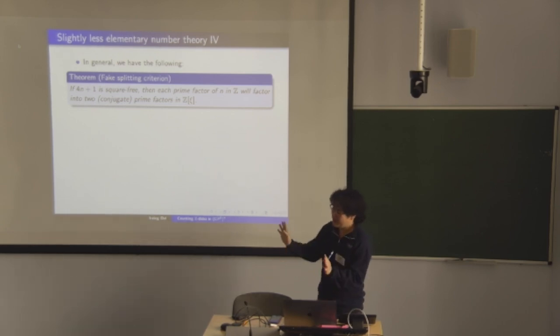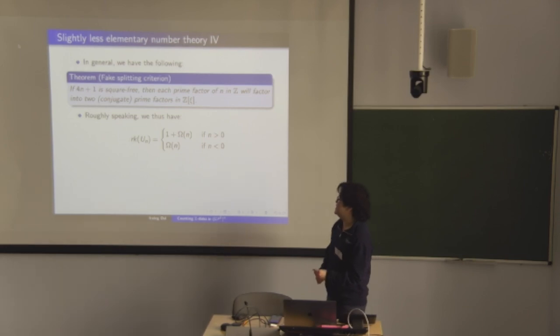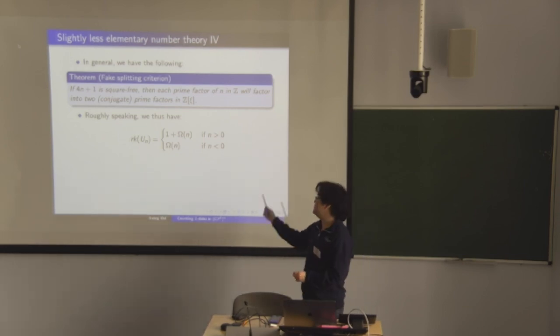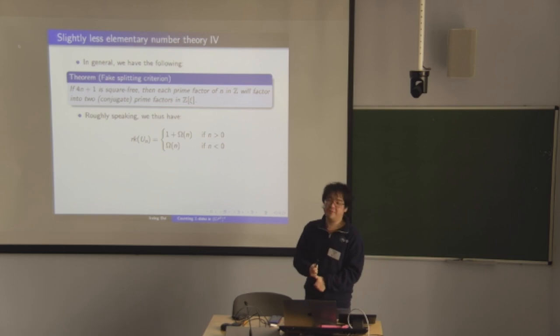Why it's the fake splitting criterion, I'll say in just a moment. But what that means is that the rank of the unitary units as a function of n is given by the following very straightforward thing. I add 1 if n is positive.